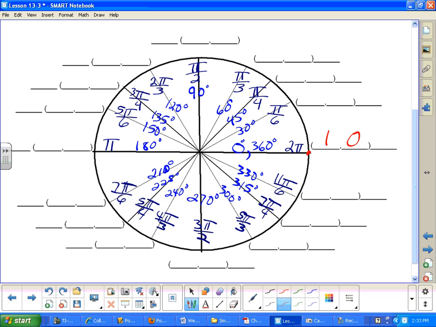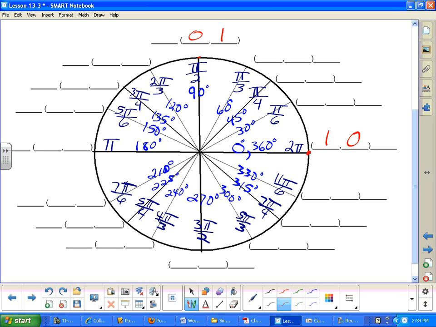So look at pi over 2 on the y-axis. What's the coordinate of that point? What's the coordinate for this point right here? 0, 1. X is 0, y is 1. Now make sure you're putting this in the coordinates, okay? Inside the parentheses. All right? The outside of the parentheses is going to be for tangent.